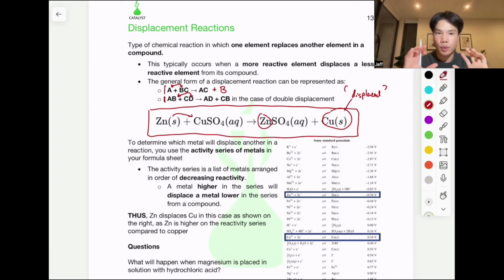But for displacement reaction, you're putting a solid into solution. That solid is reacting with the ions in the solution, and a different solid is coming out. That's kind of the macro understanding you need to get. A solid goes in, reacts with the ions present, and an entirely different solid comes out.